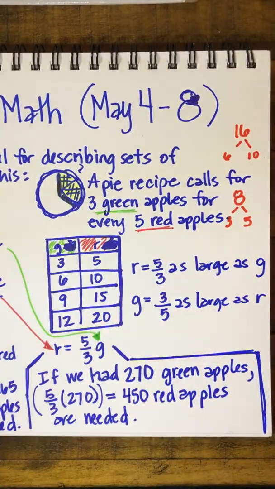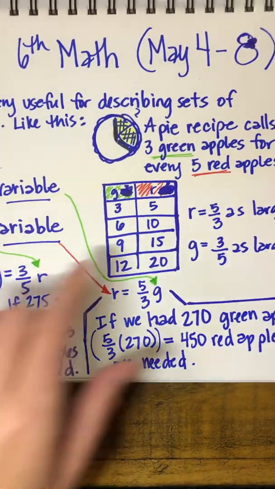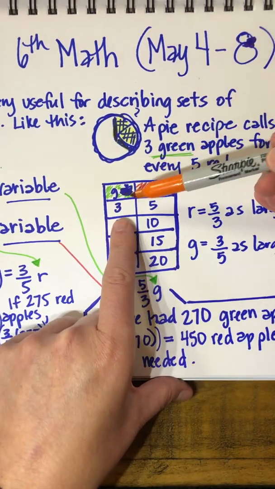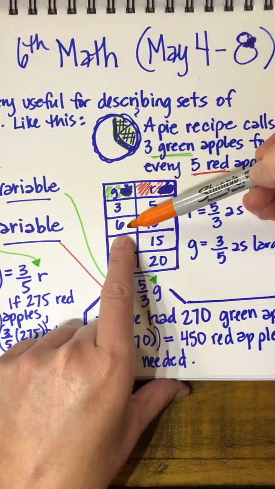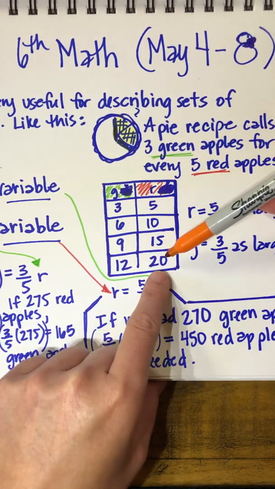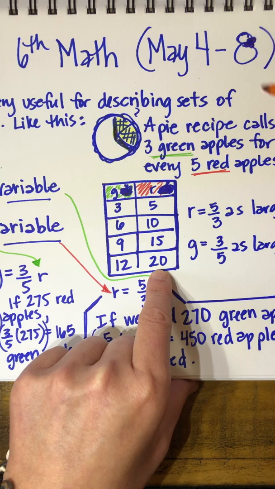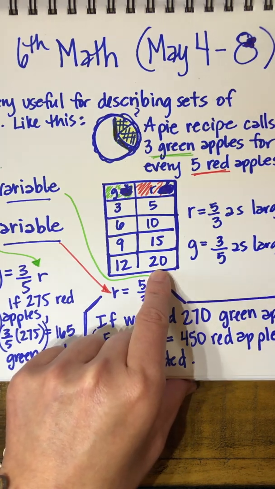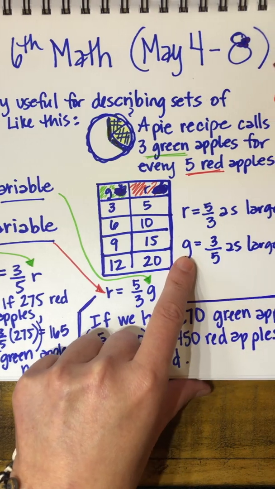And so we can make a table that represents all the relationships for a given number of green and red apples. So for every 3 green, 5 red. For every 6 green, 10 red. For every 9 green, 15 red. For every 12 green, 20 red. We can also write an equation to describe the relationship between green and red apples.